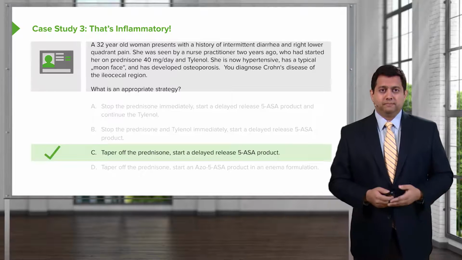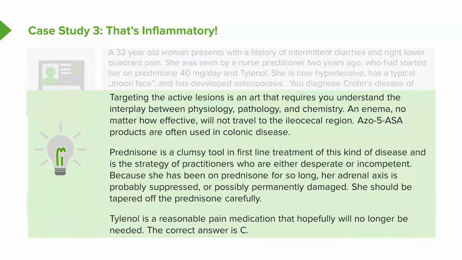Good, you chose C. So let's go over the choices. Targeting the active lesions is an art that requires you to understand the interplay between physiology, pathology, and chemistry. An enema, no matter how effective, will not travel to the ileocecal region. 5-ASA products are often used in colonic and ileocecal disease. Now, prednisone is a clumsy tool in first-line treatment of this kind of disease, and is often the strategy of practitioners who are either desperate or incompetent.